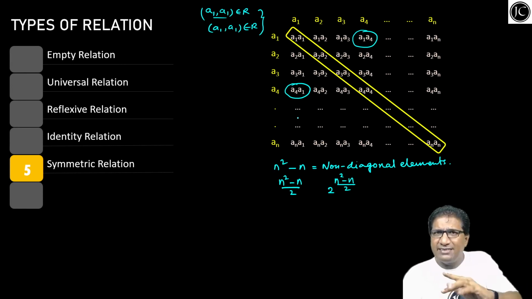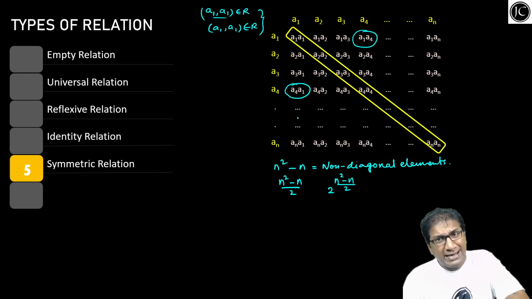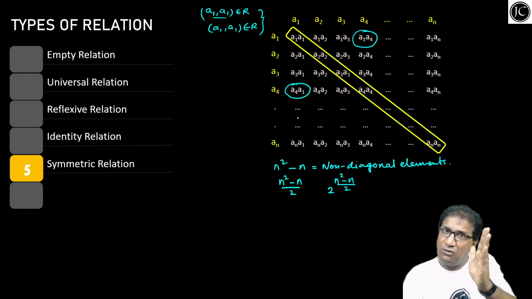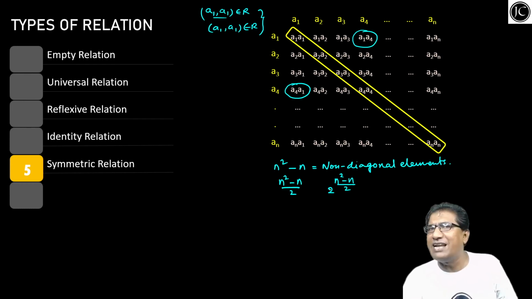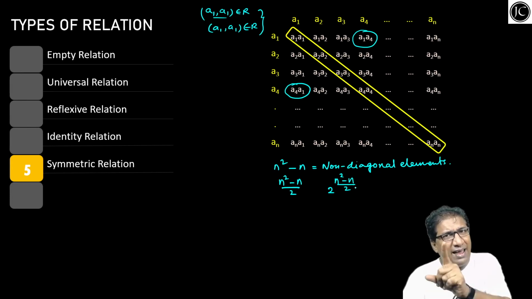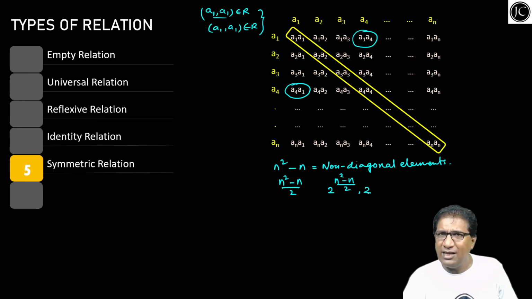So if you take it, there is no problem. If you don't take it, then also there is no problem. It will become a symmetric relation, right? Because already we have considered the non-diagonal elements. So the total number of diagonal elements is n, and for each one, how many options do I have? Two. So it will be 2 to the power n.